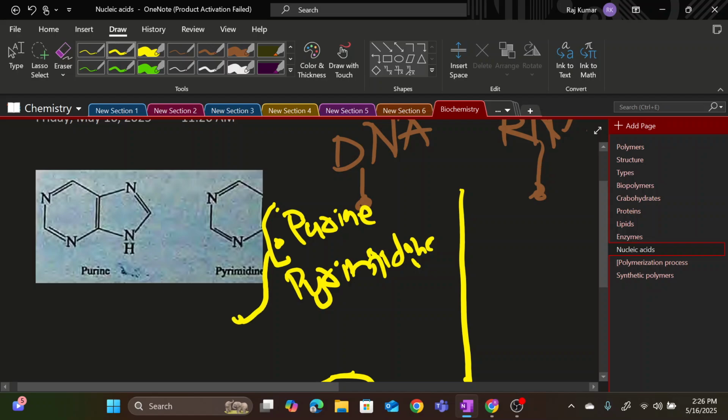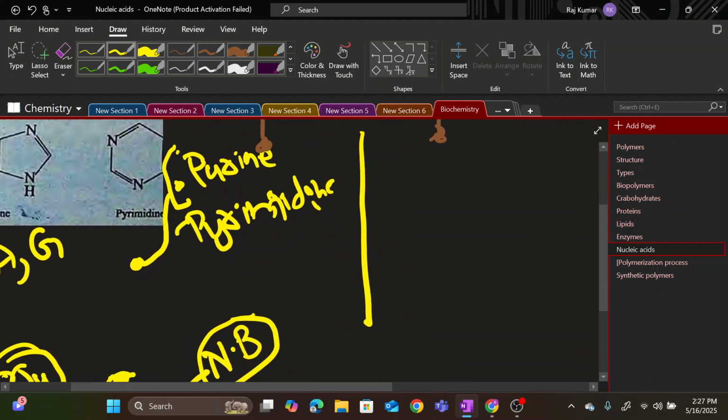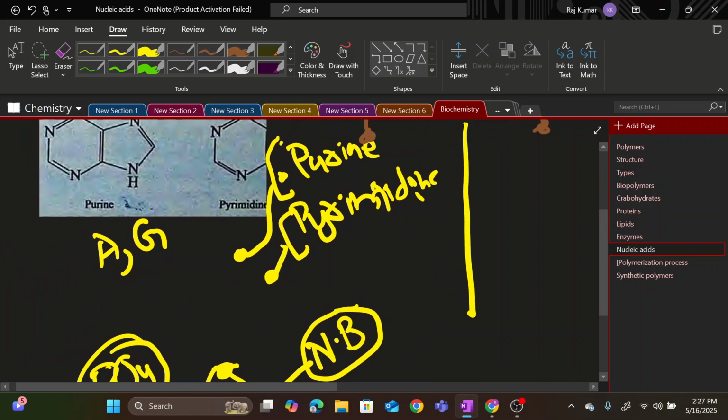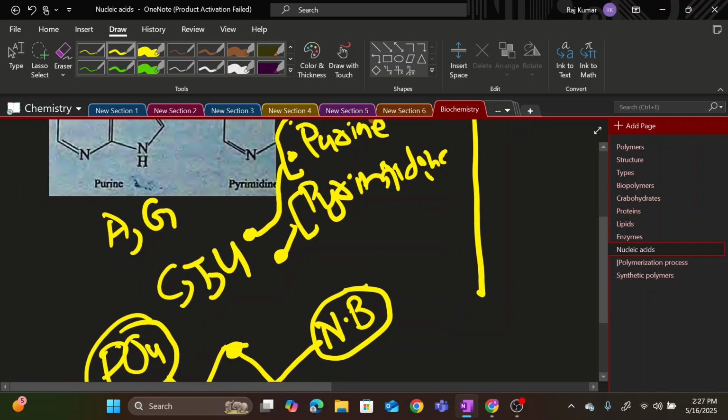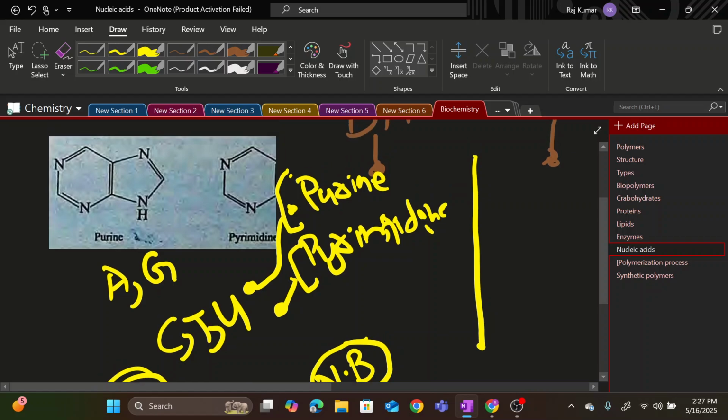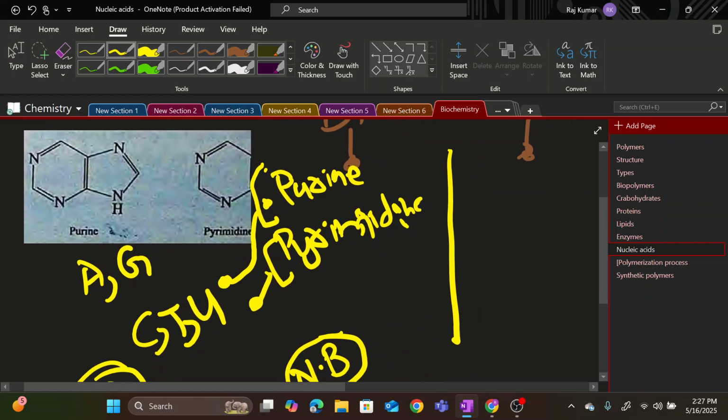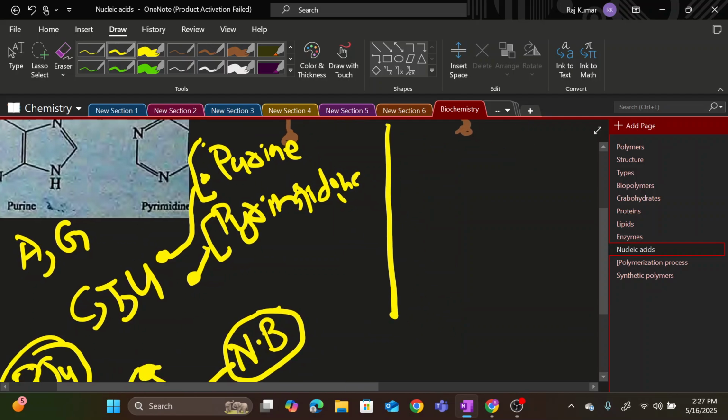Purines include adenine and guanine bases. Pyrimidine, on the other hand, is a six-membered ring which includes only one ring, the pyrimidine ring. It does not have the imidazole ring, and it has two nitrogen atoms and four carbon atoms. Here we have cytosine, thymine, and uracil. DNA has adenine, guanine, cytosine, and thymine. But in RNA, thymine is replaced by uracil, such that adenine forms a hydrogen bond with uracil. This is an important thing.